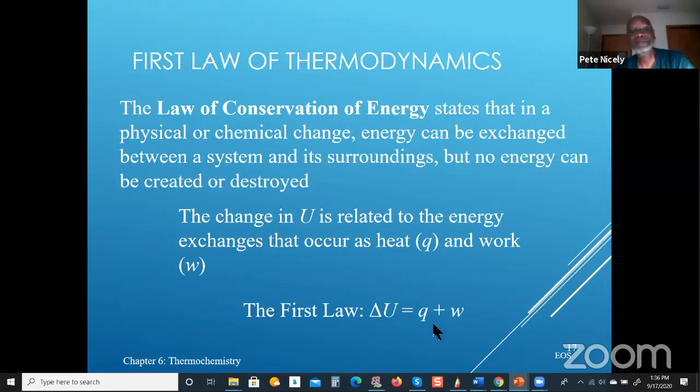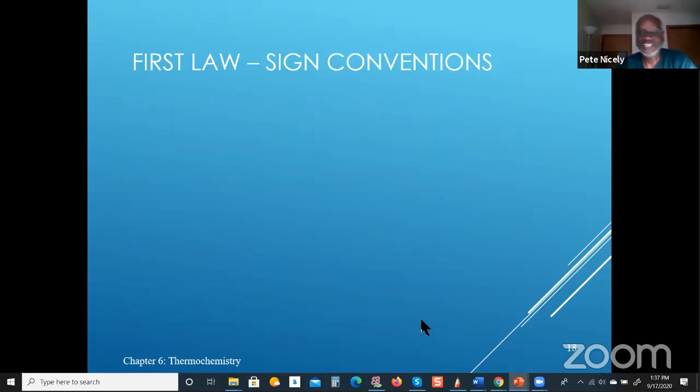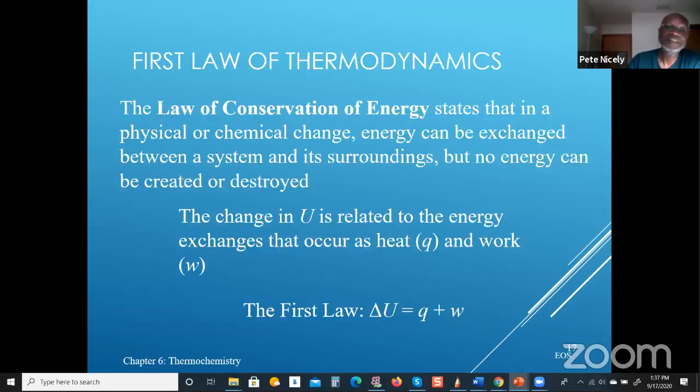And this is basically the mathematical expression for the first law of thermodynamics. Delta U, of course the change in internal energy, is equal to Q, which is the change in heat of the system, plus W, which is the work that is done on the system. So that is the first law of thermodynamics.